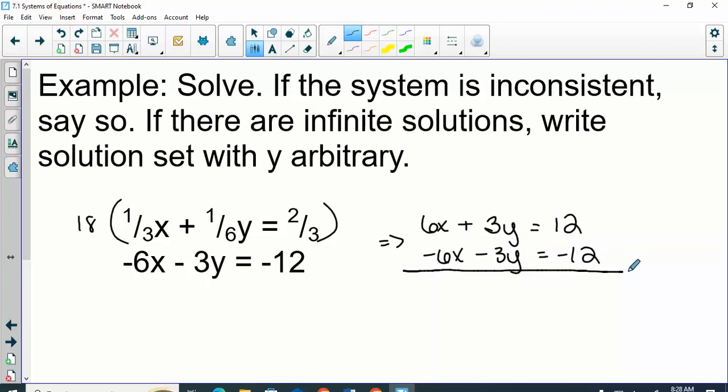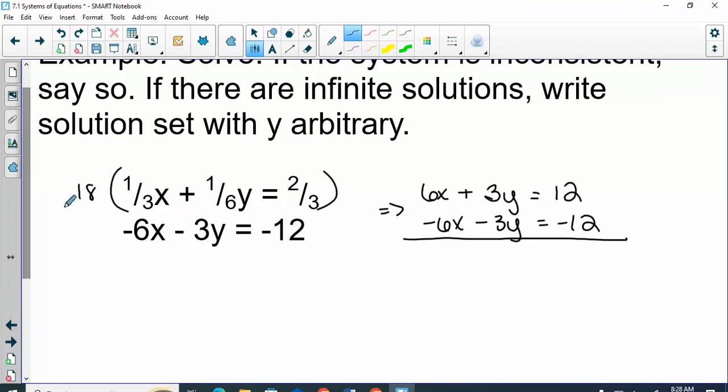Yeah, but this is a true statement. Okay. So when I go to add these, my x's cancel, my y's cancel. So I have 0 equals 0. And that's true. There are infinite solutions.